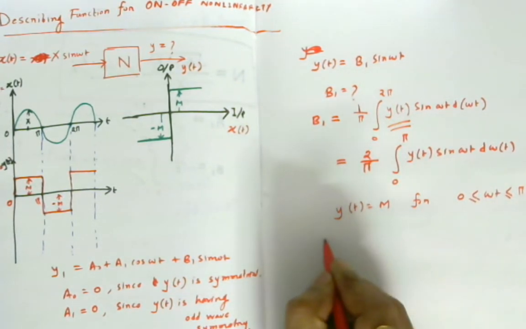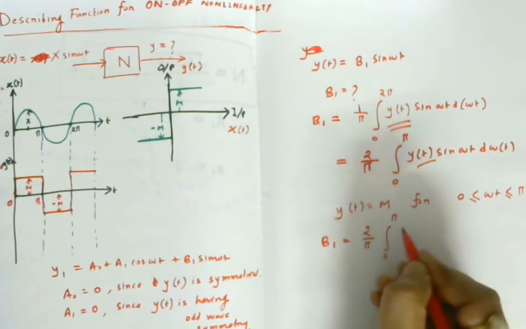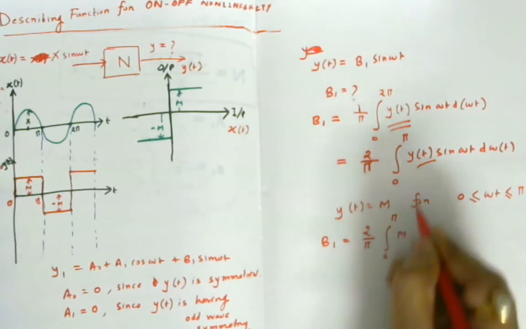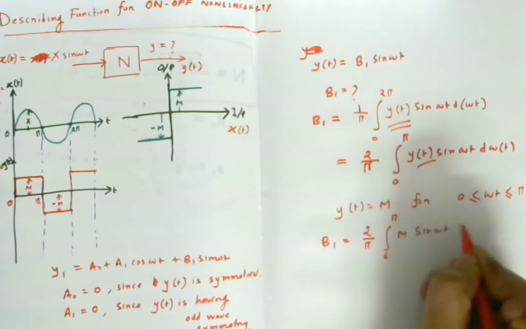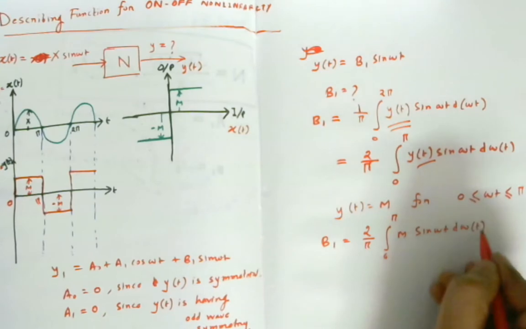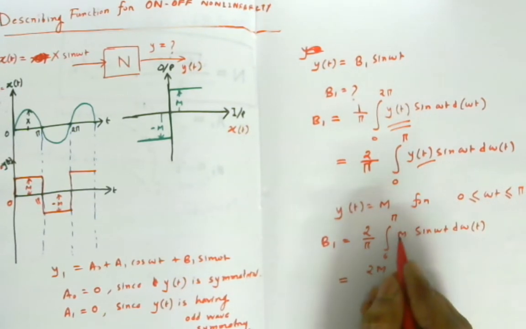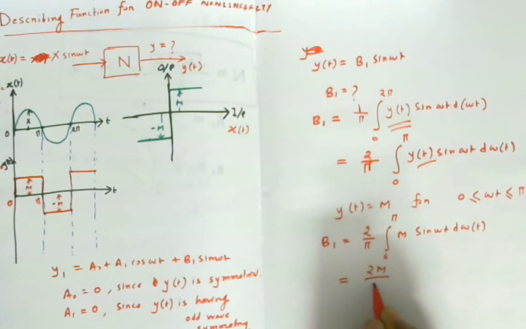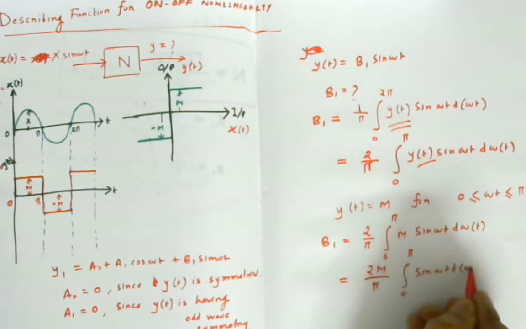Now I can put the value of yt in the integration: 2 by pi integration 0 to pi, where yt is equal to m in this limit, so m sine omega t d omega t. Now m is constant, so keep m outside of the integration: 2m by pi integration 0 to pi sine omega t d omega t.